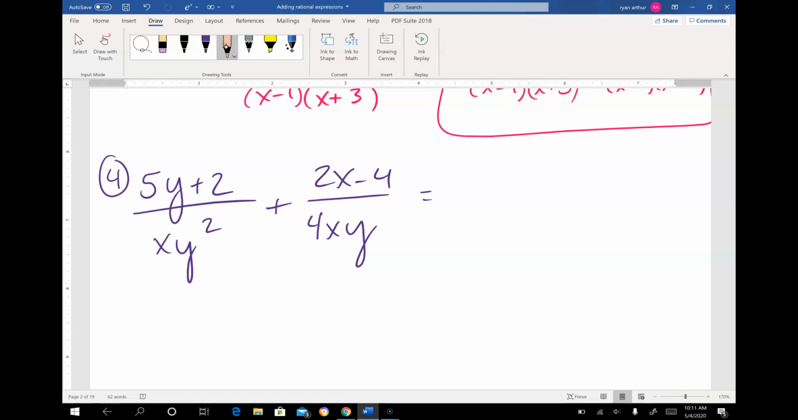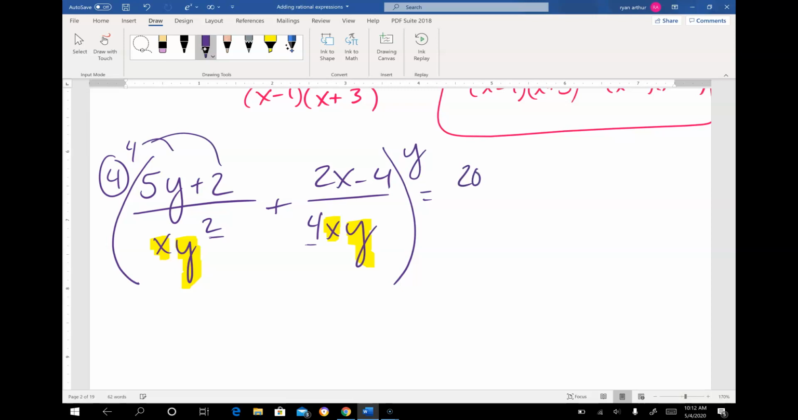Now, if you look, it's got an x, it's got an x, it's got a y, and it's got a y, but it's missing the y squared. This is missing the y squared, and then this is missing the 4. Okay, so you're really just multiplying by what it's missing. So this side is missing that 4, and this side, to get that to be a y squared, it's missing 1y. So we're going to distribute the 4. We're going to get 20y.